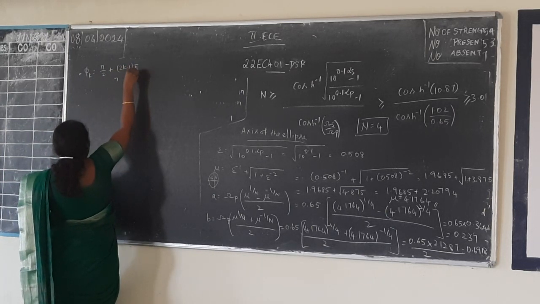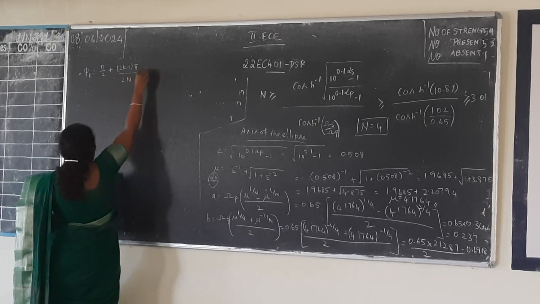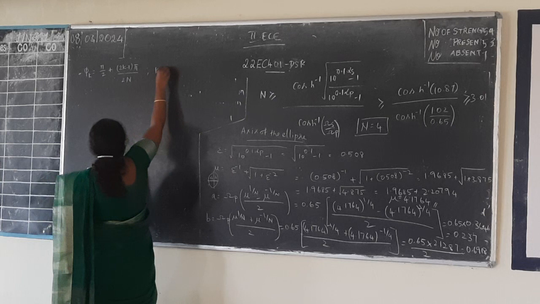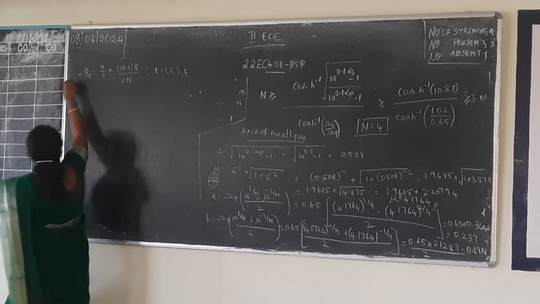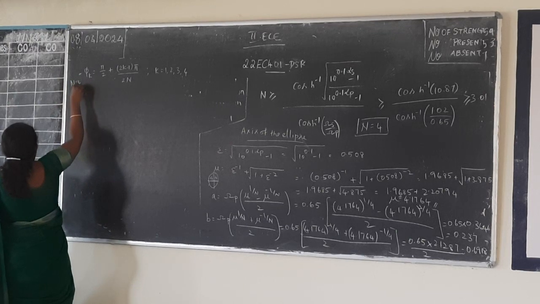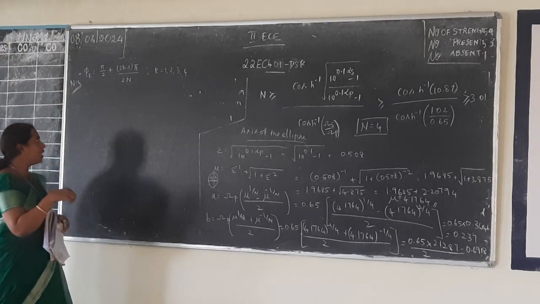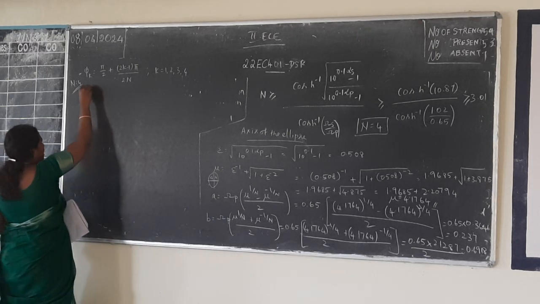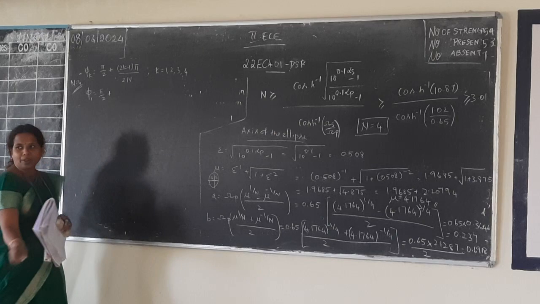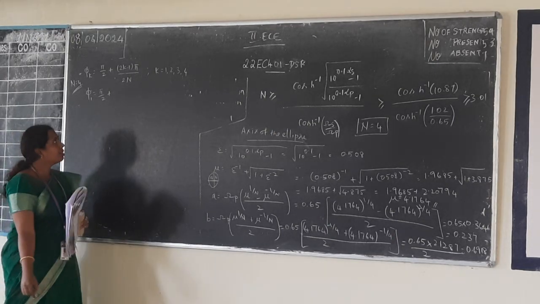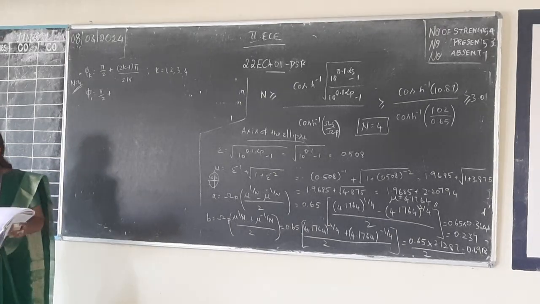Into 5 divided by 2n. For the values k is equal to 1, 2, 3, 4, n is equal to 4, right? From 1 to n we have to find out the values for phi k. First phi suffix 1, which is equal to pi by 2 into (2 minus 1, which is 1) divided by 2 into 4, which is 8, right? So pi by 8. Write down.